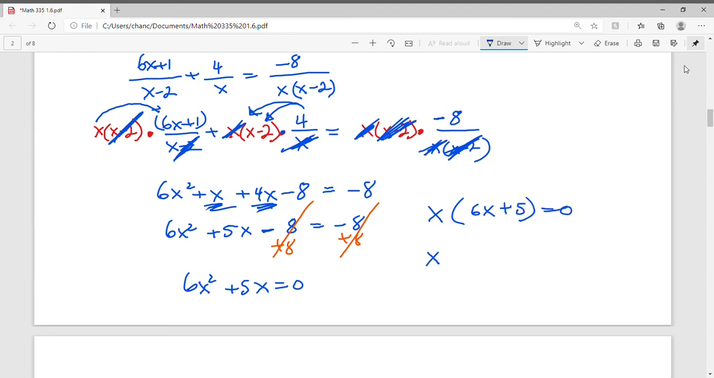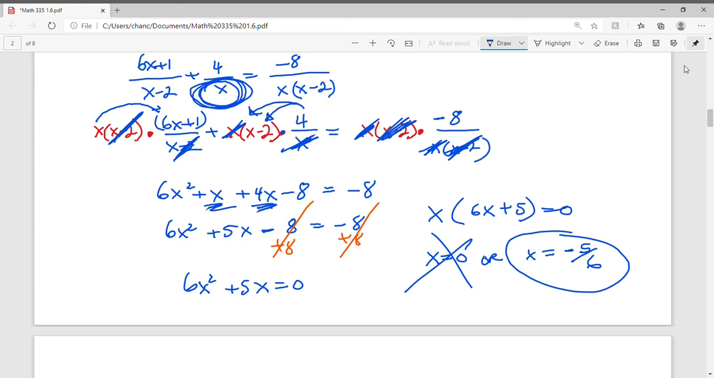And so x could be equal to 0, or x could be equal to negative 5 over 6. Again, I get that by setting each of the factors equal to 0. But you have to check. X equals 0 does not work because it caused this part of the denominator to be 0. But if you plug in negative 5 over 6 into each of the denominators, that does not happen. They do not become 0, so we know this is a good solution.